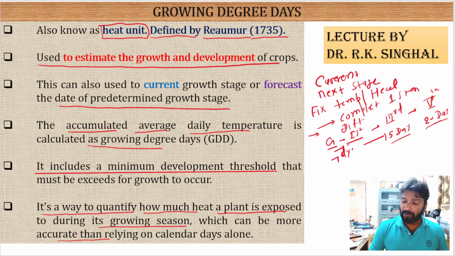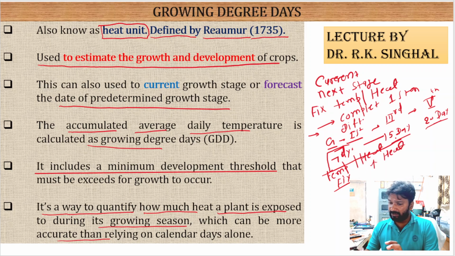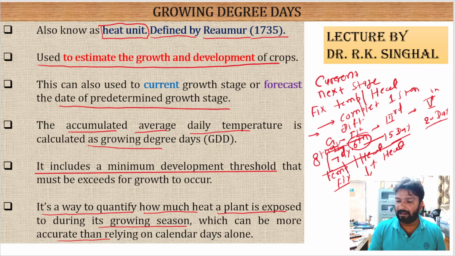So for each stage, from 7 to 15 days, there is some temperature or heat, and that is the fixed unit. If we increase the heat unit, then there is a possibility that the growth stage can come at the sixth day. Or in the opposite case, if the temperature is less, then it is possible that the growth stage can extend to the next day or more. So this is the growing degree.